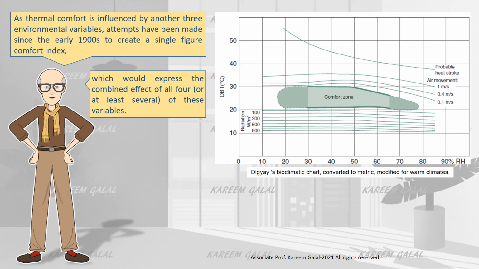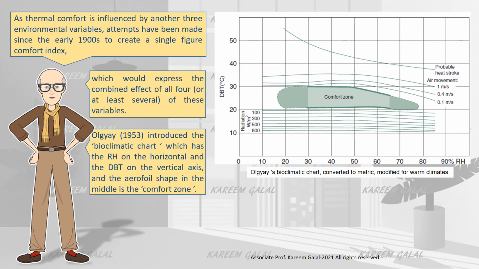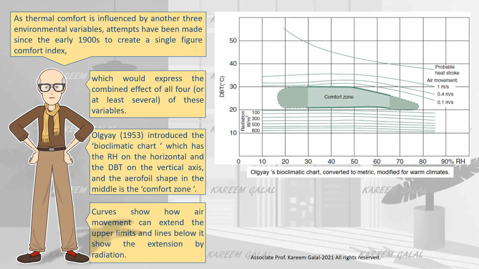these variables. Olgyay, 1953, introduced the Bioclimatic Chart, which has the RH on the horizontal and the DBT on the vertical axis, and the aerofoil shape in the middle is the comfort zone. Curves show how air movement can extend the upper limits, and lines below it show the extension by radiation.